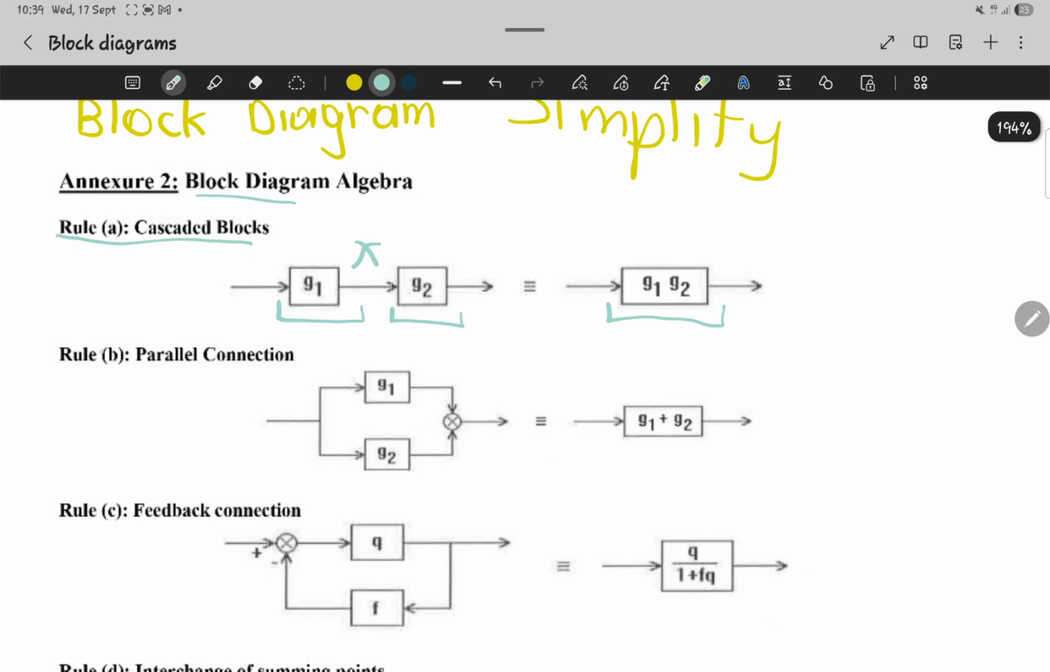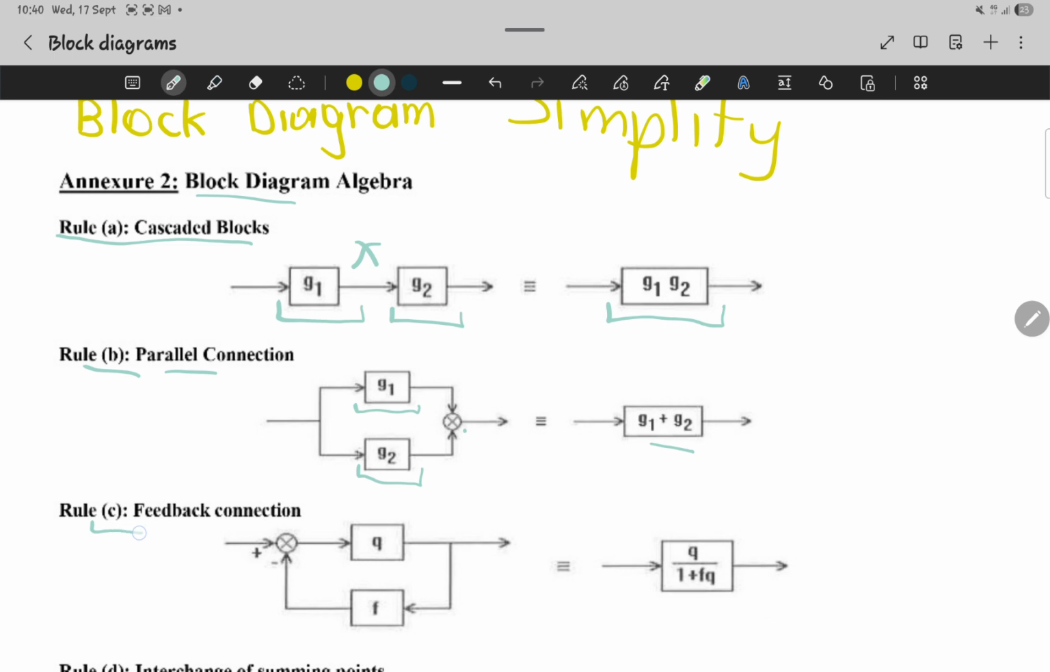Now we have two blocks in parallel, with a summing point somewhere in between. We're going to add them, and put them inside one block. This is what we call parallel connection.